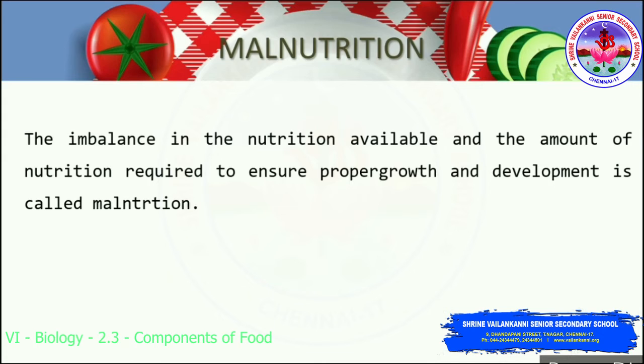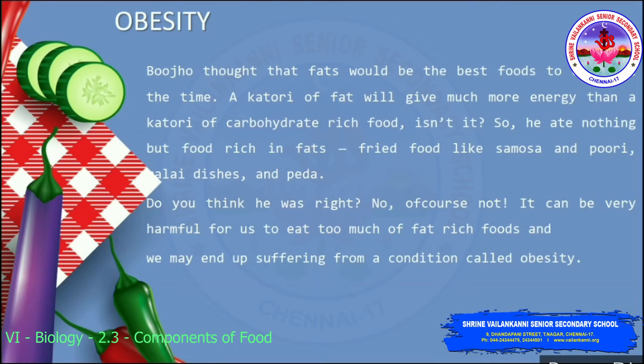The imbalance between the nutrition available and the amount of nutrition required to ensure proper growth and development is called malnutrition. Malnutrition can be a result of either fewer nutrients being available or the body's inability to use the nutrients available. So due to this malnutrition, we get many deficiencies. So deficiency of protein, carbohydrates, fats, or deficiency of any nutrient. So now let's see about obesity.